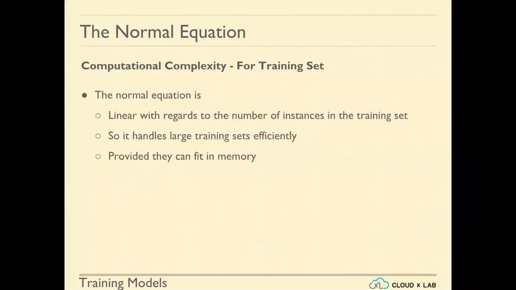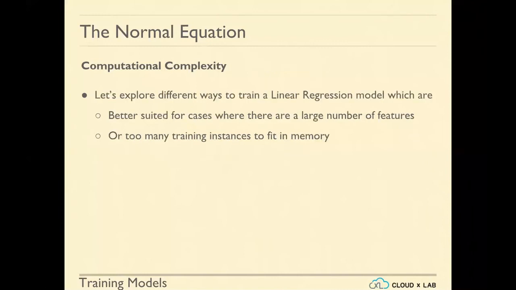The normal equation is linear with regard to the number of instances in the training set, so it handles large training sets efficiently. If your number of records is really huge but your features are low, then you can happily use the normal equation. But everything has to be loaded into memory, because it has to do all kinds of manipulations, and therefore the entire data must fit in memory. So let's explore different ways to train a linear regression model which are better suited for cases where there are a large number of features or too many training instances to fit in memory.